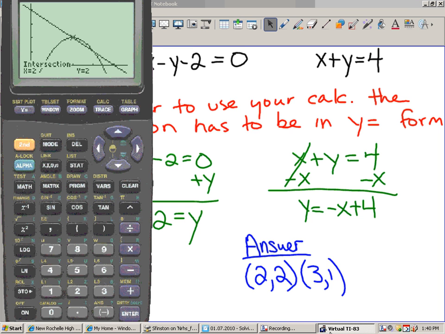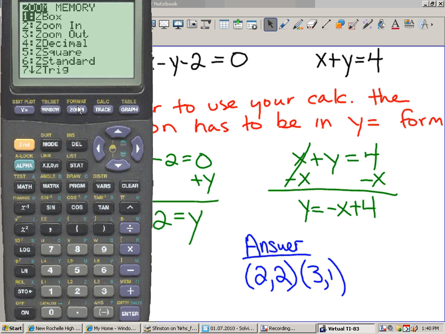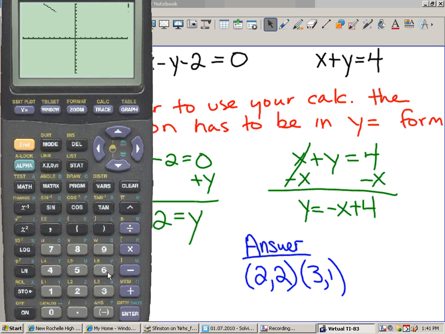But let me show you. You agree or disagree? We messed up our window. It's all out of whack right now. In order to fix it, you have to hit the zoom button, and you have to zoom standard it. That automatically adjusts it back to the perfect 10 by 10 window.